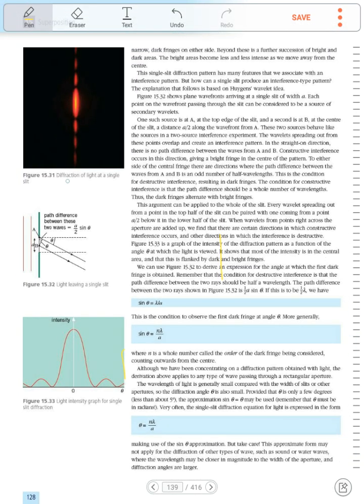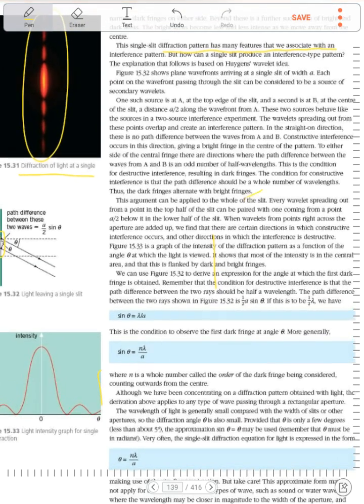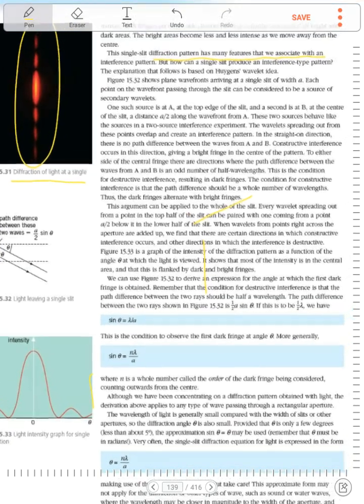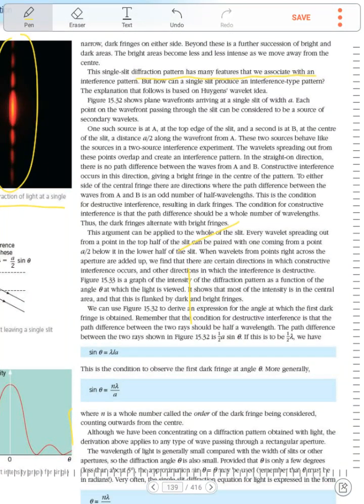Okay, this is a diffraction of light by a single slit. If we have a single slit, we may have a shape like this. This single slit diffraction pattern has many features that we associate with an interference pattern, but how can a single slit produce the interference type pattern?